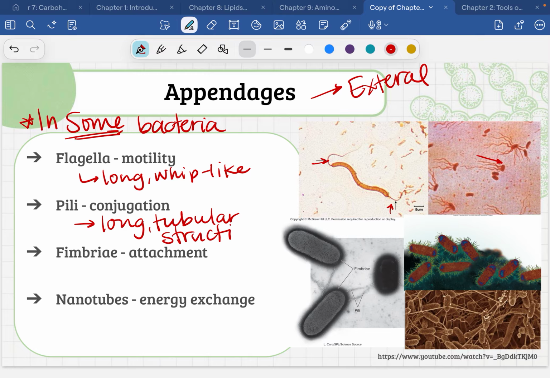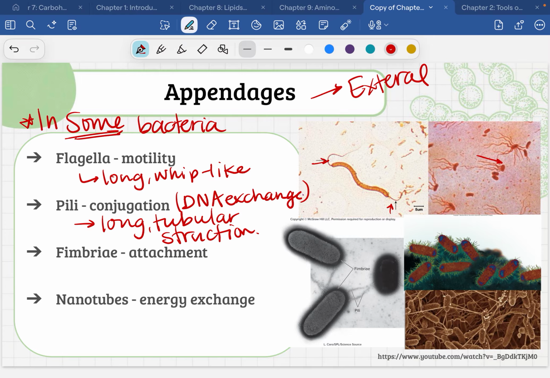And they are used for something called conjugation. Now, conjugation is another word for, try to think about that word, conjugation. Another word that a lot of people are familiar with is the word conjugal visit, right? Conjugal visit has to do with sex. So pili, bacteria don't have sex. Let's get that out of the way. They don't have sex. They don't reproduce sexually. However, they do something called conjugation, which is as close to sexual reproduction as bacteria will ever get. So conjugation is basically just DNA exchange.